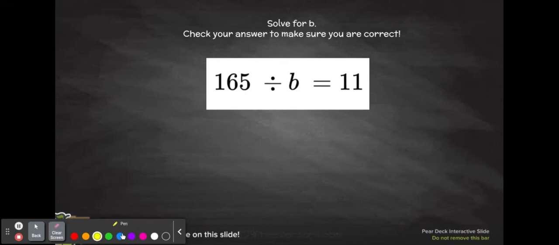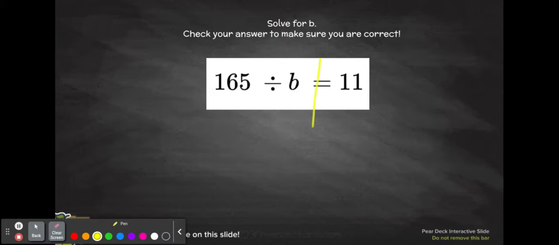This is a challenge slide, and you'll have an example of this on your homework, but it'll be a challenge question, so it won't count against you, but I did want to go over it in a video. So this one says 165 divided by b equals 11.